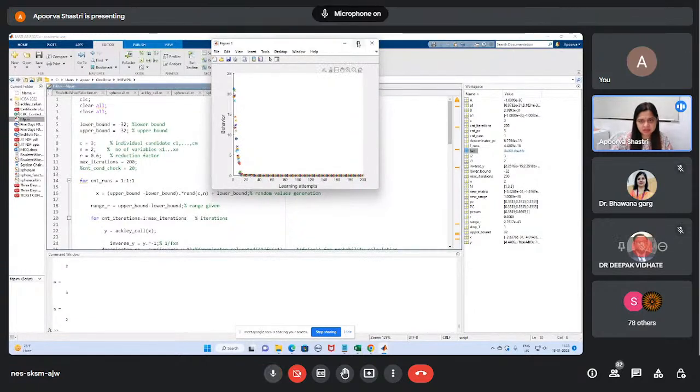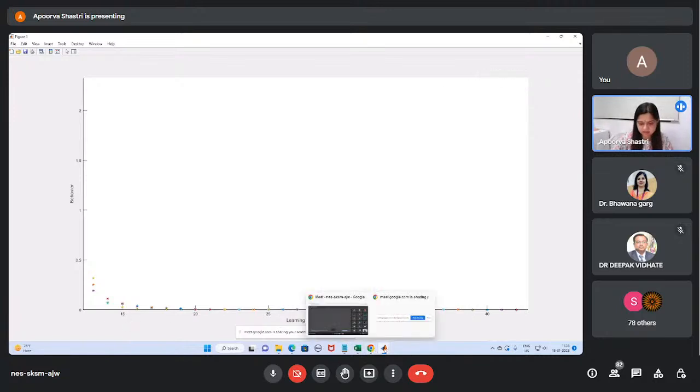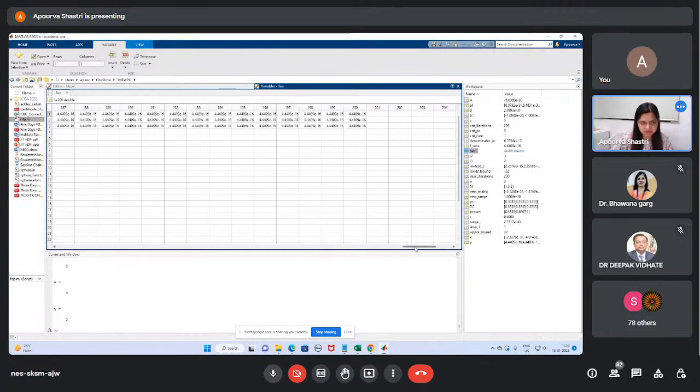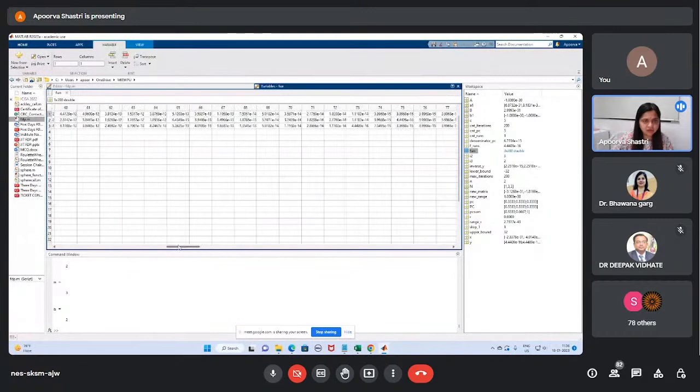You can see here in the graph that convergence started somewhere here only. And if we look at the function values, we have got the zero value, e to the power minus 16, somewhere around 75 itself.